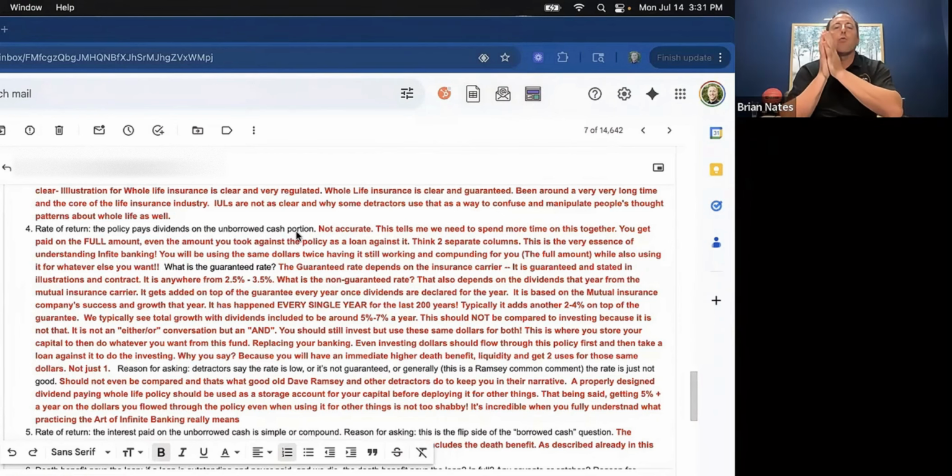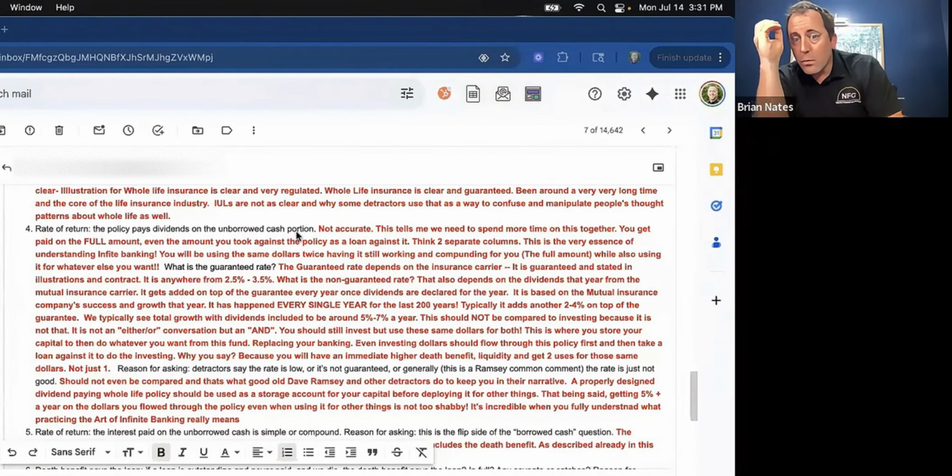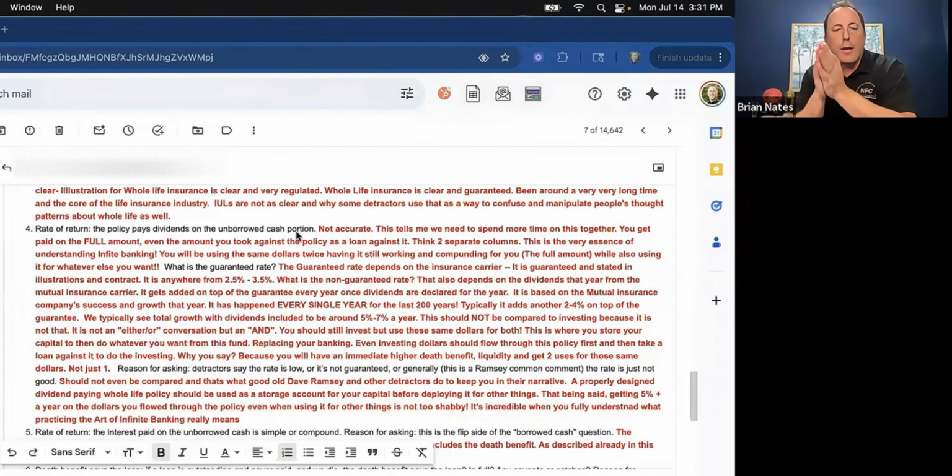This could be an extremely aha moment for you. You get paid the guarantee and the full dividends, guarantee plus dividends, on the full cash value accumulated amount, even what you borrowed against. It is two separate things. Think of them as two separate columns. This is the very essence of understanding infinite banking. And if you do, this could be the aha moment that I've been searching for you.